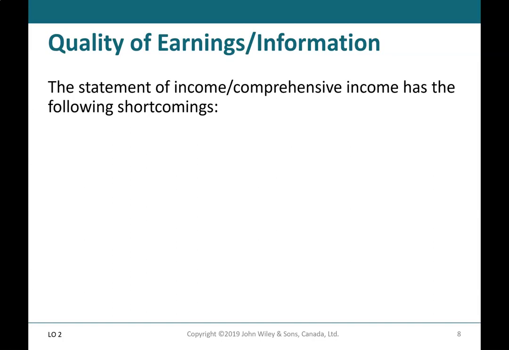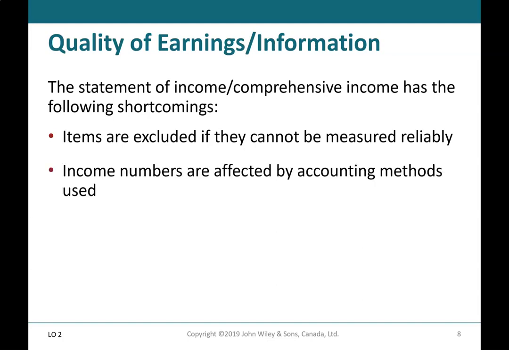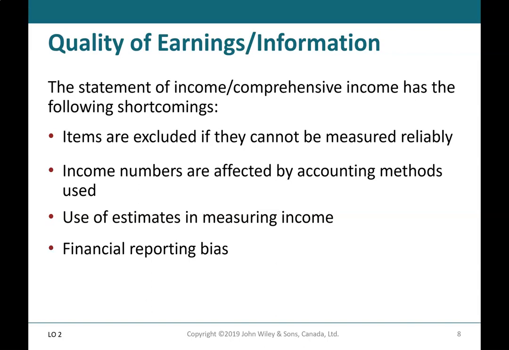Quality of earnings and information. The statement of income and comprehensive income has the following shortcomings. Items are excluded if they cannot be measured reliably. Income numbers are affected by accounting methods used. Use of estimates in measuring income. Financial reporting bias. GAAP is not always optimal.